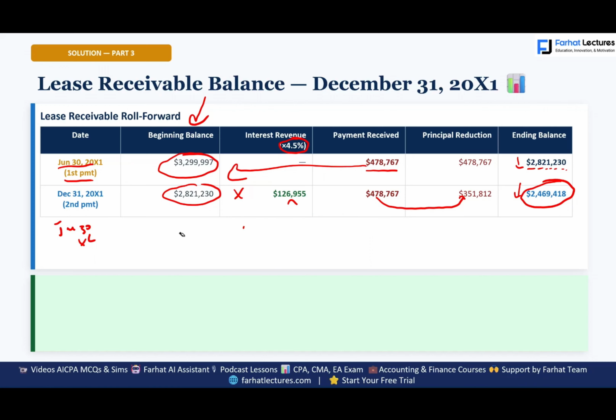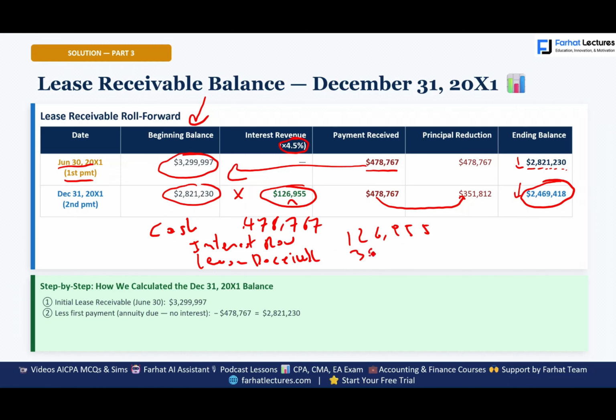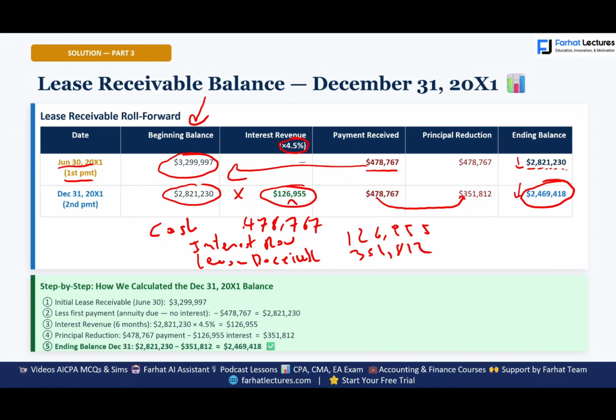And in case you're wondering what the journal entry is, maybe I should just give you the journal entry. We'll debit cash 478,767. We will credit interest revenue, which was 126,955, and we will credit lease receivable 351,812. And this is how we come up with the journal entry.